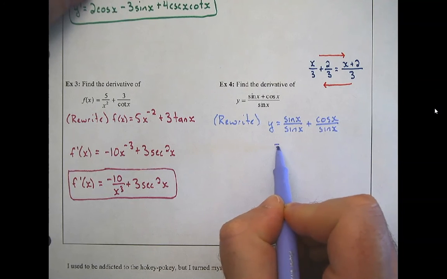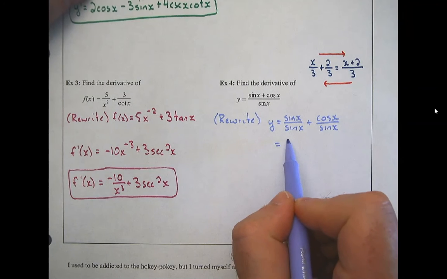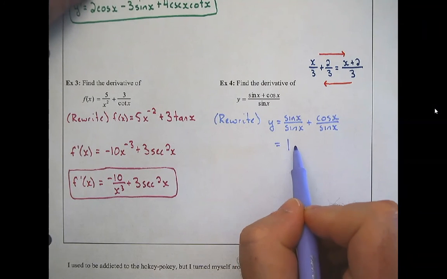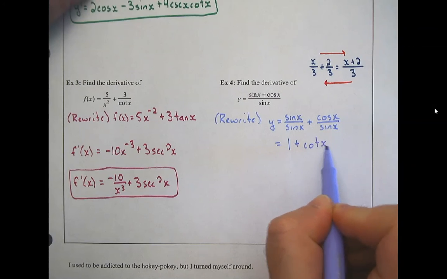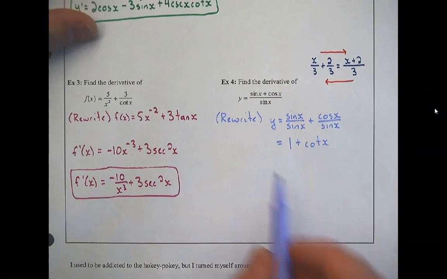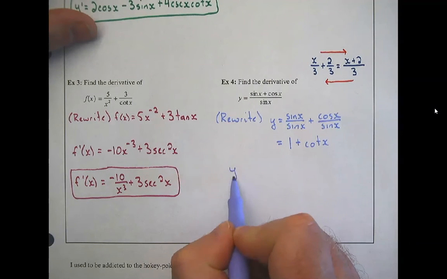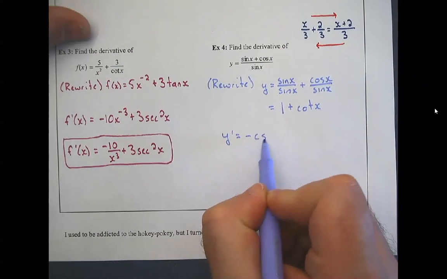Now remember, this is still y. This is not the derivative, so I'm not going to write y prime. What's sine over sine? Well, anything divided by itself is 1. Plus cosine over sine is cotangent. Now, I know how to derive 1, and I know how to derive cotangent, so I can finish this off. Y prime would be equal to the derivative of 1, which is 0. The derivative of cotangent is negative cosecant squared.